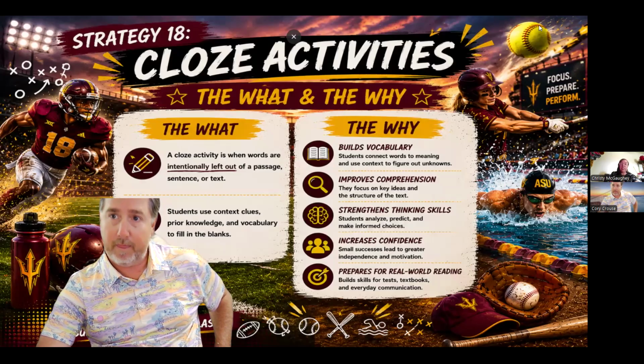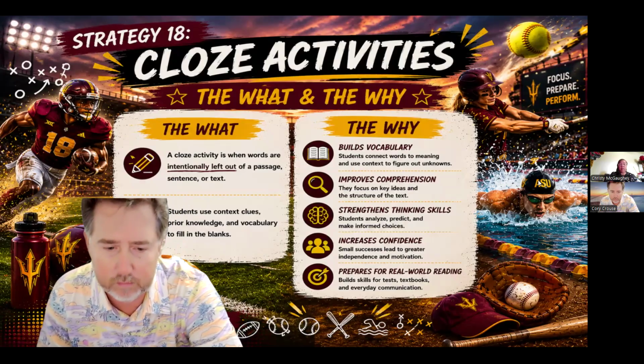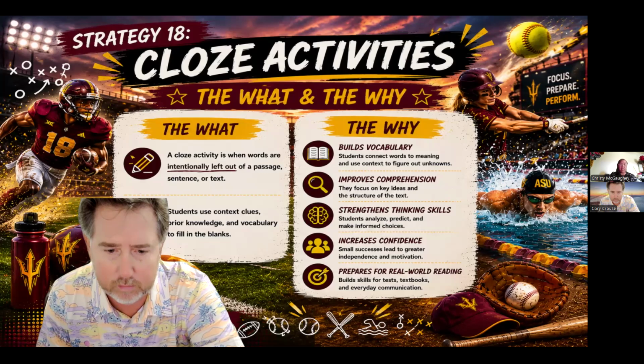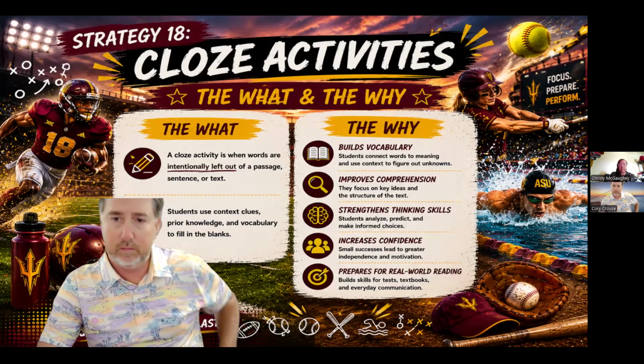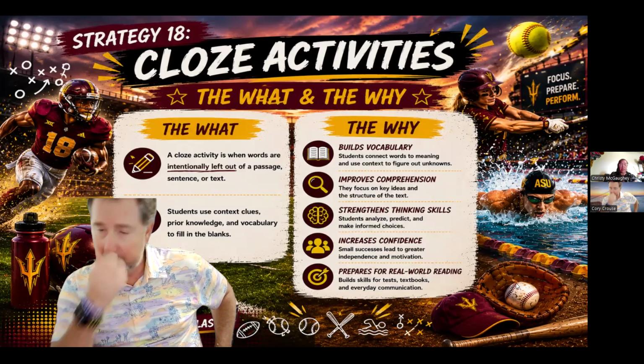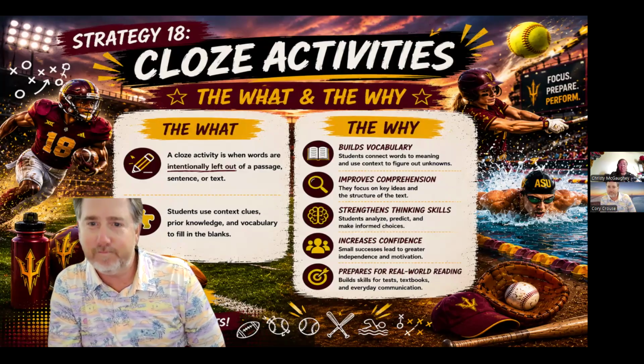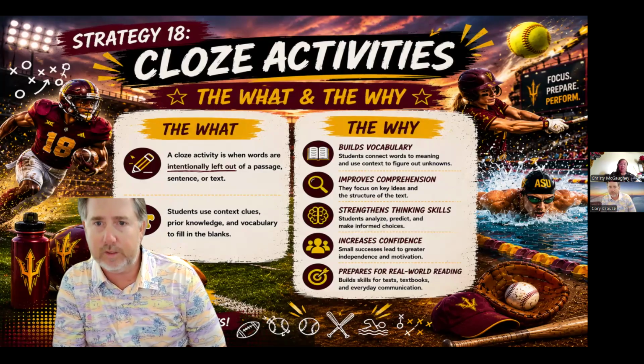Strategy 18 focuses on closed activities. A closed activity is when words are intentionally removed from a sentence or passage. Students can use context clues, vocabulary knowledge, syntax, and prior knowledge to determine which words belong in the blank. This strategy encourages students to actively think about meanings while reading.